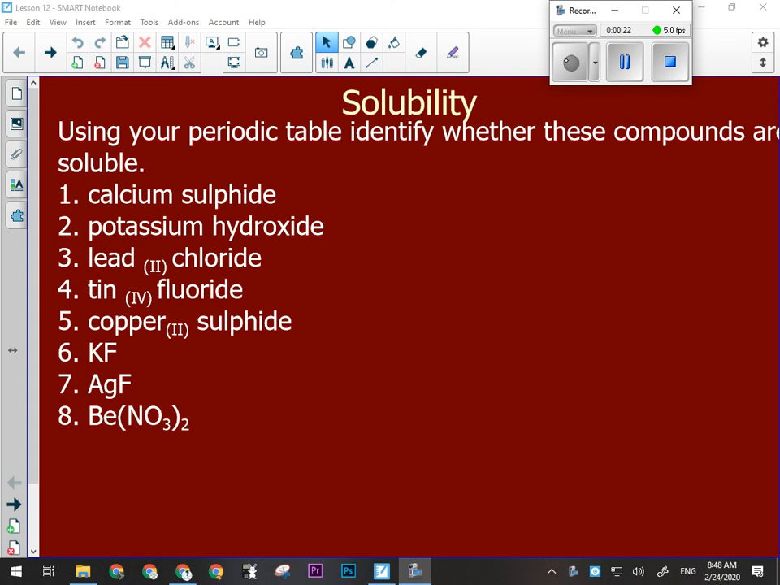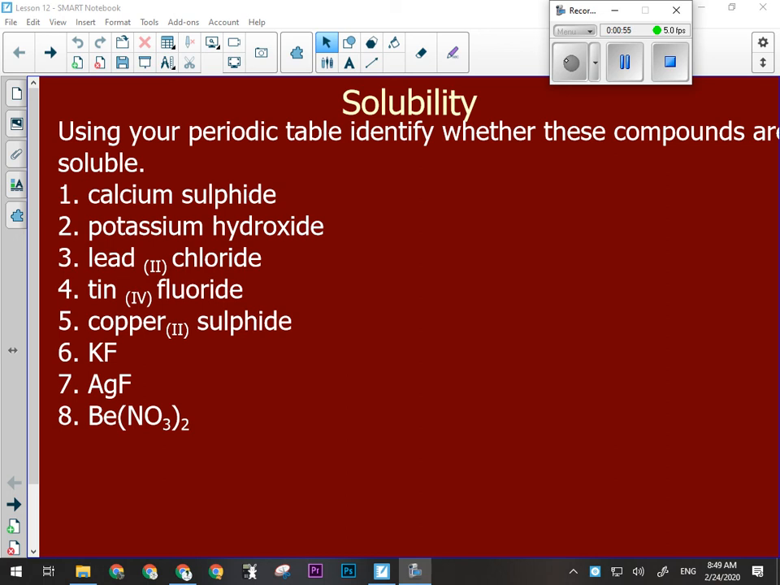All right, our first one is calcium sulphide, and of course you can't do that one because sulphide's not on your chart. Okay, keep forgetting to speak that one off. Second one, potassium hydroxide. Hydroxide's on the far right-hand side, and it says it is soluble with group 1 ions and ammonium. And we talked about what group 1 means: basically the first column on the left. Is potassium in that column? It is, so number 2, potassium hydroxide, is soluble.